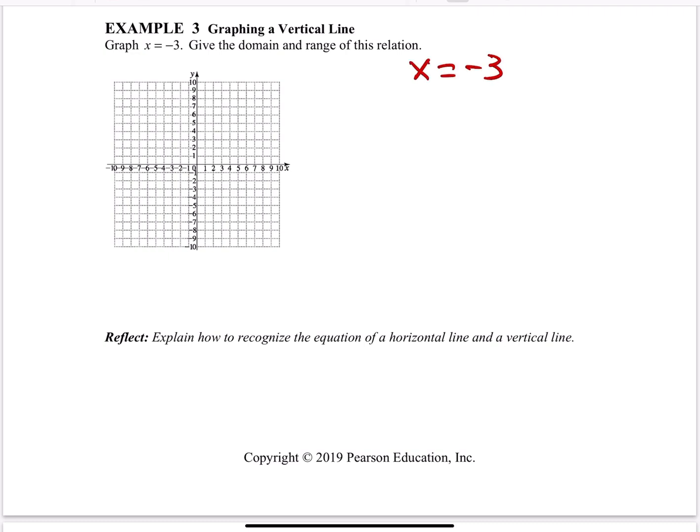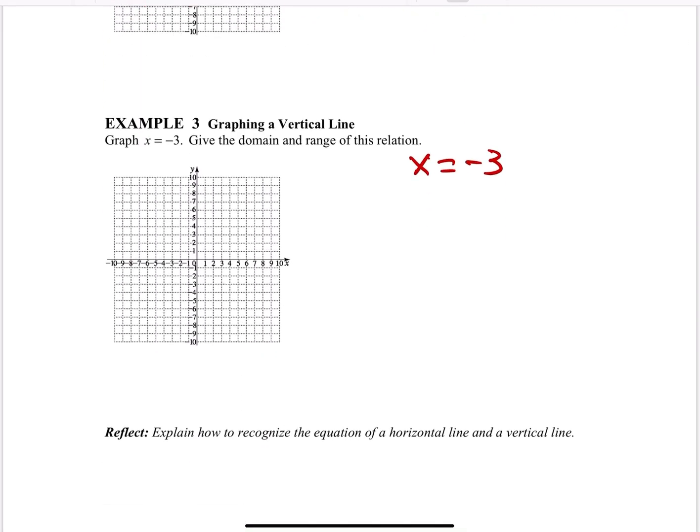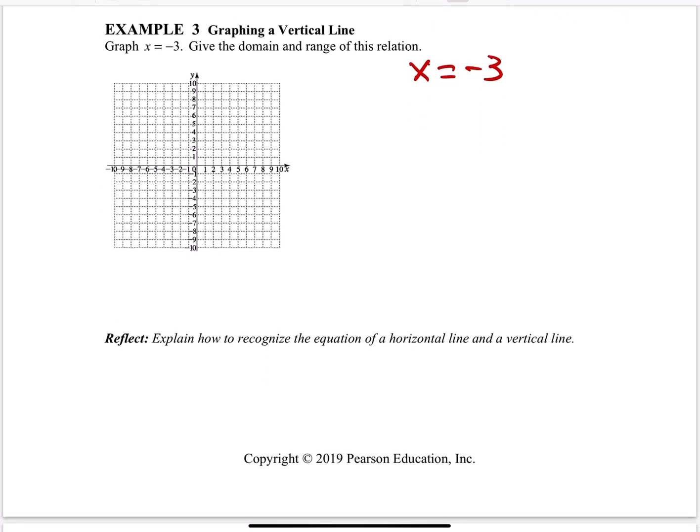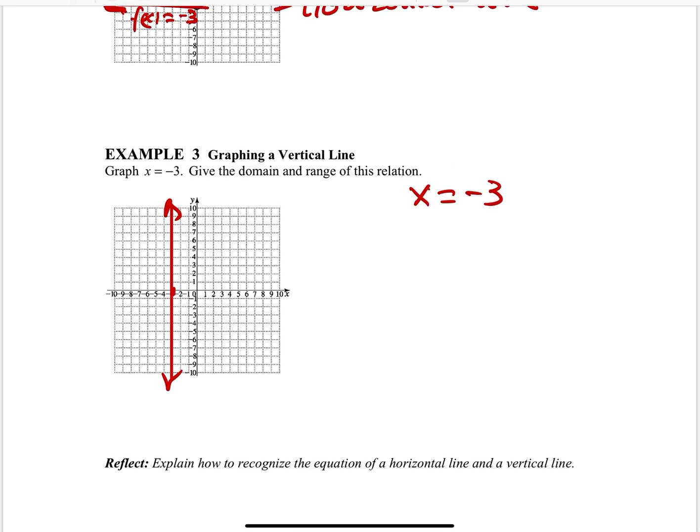Now you have one more case here, x is equal to negative 3, and they ask you to find the domain and the range. Remember, the previous line is called the horizontal line, and here x is equal to negative 3 is right here, okay? Now you have to graph this one, and it is just a straight line like this. Make sure you put the arrow, okay? This one is called the vertical line.